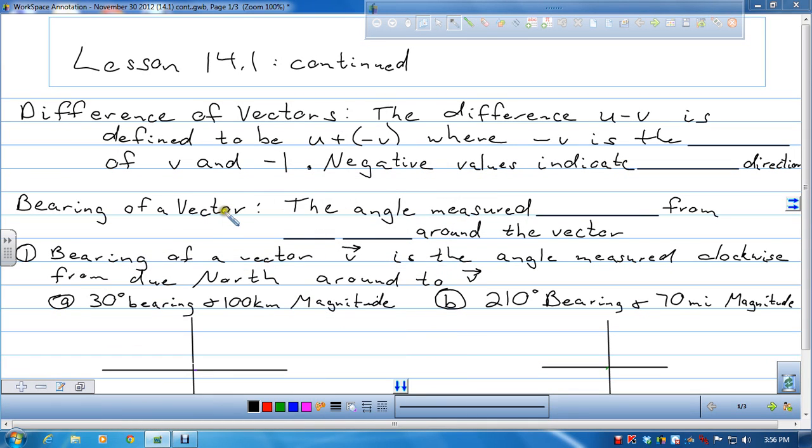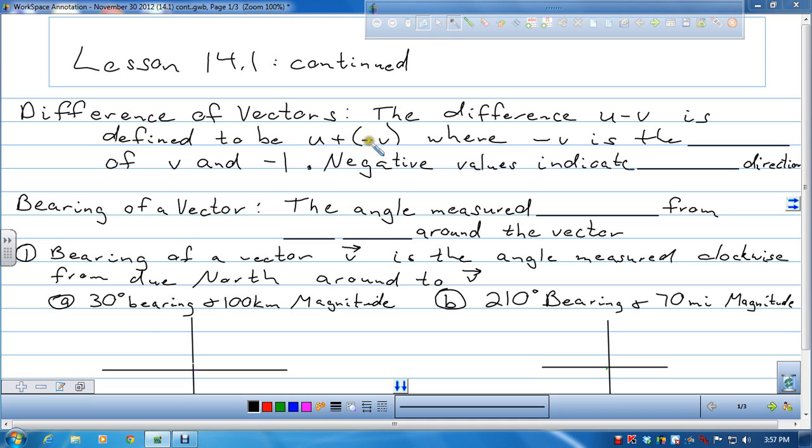Okay, Trig students, we're going to continue into 14.1 and go over the rest of that. Let's talk about the difference of vectors. If we're talking about vectors u and v, and we take u and subtract v from it, that's defined to be the vector u plus negative v. Remember, that's the same as subtraction.